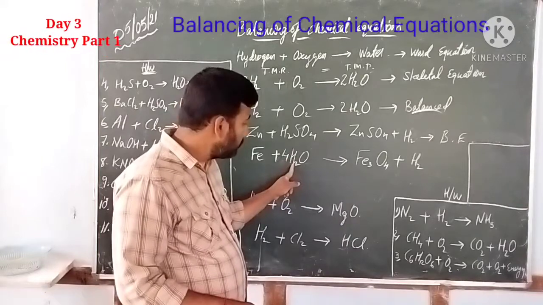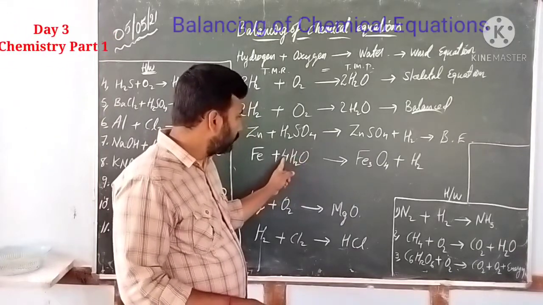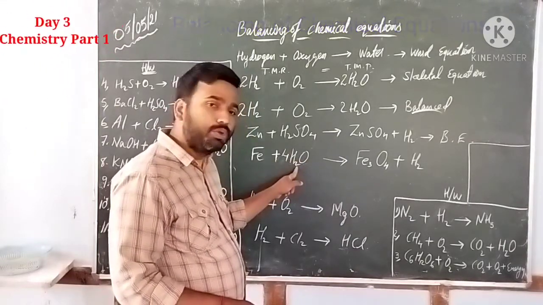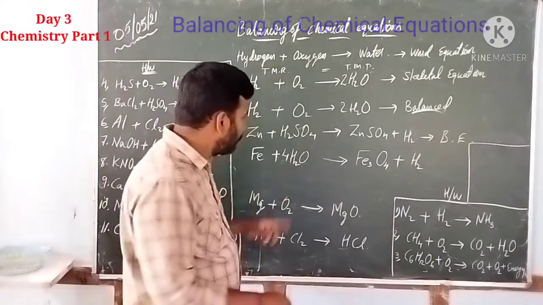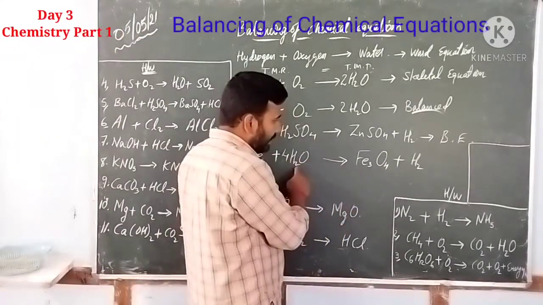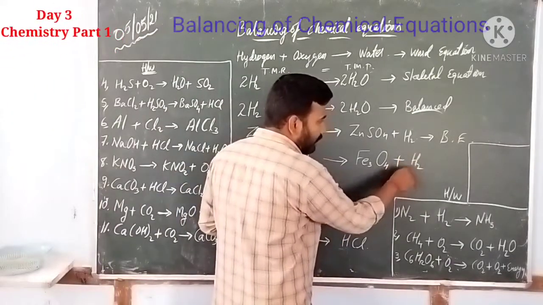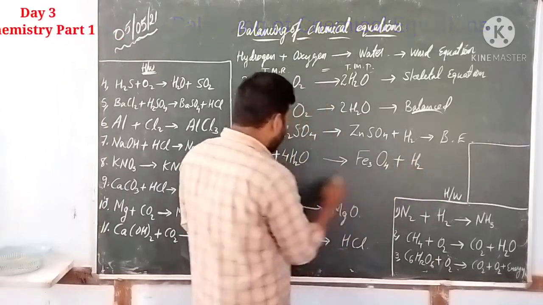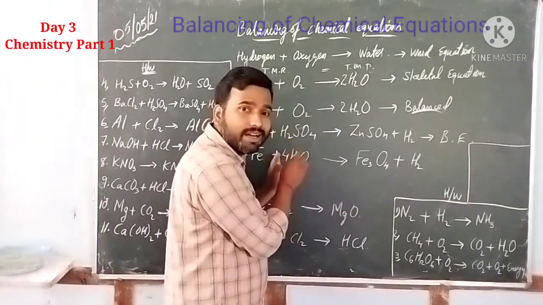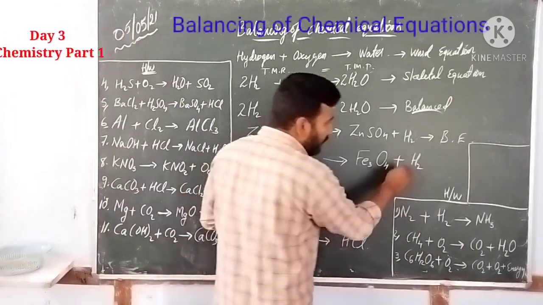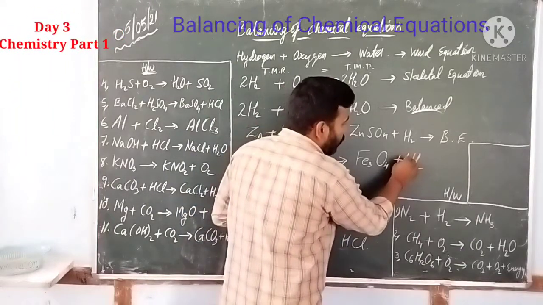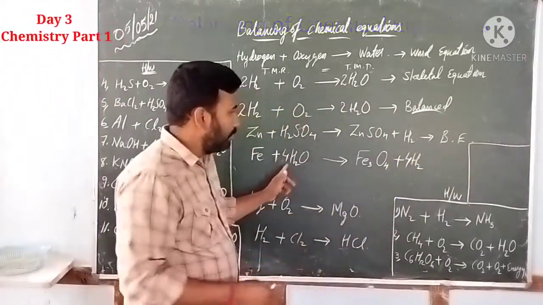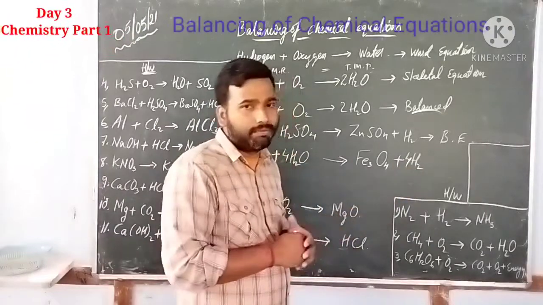Now while doing so, what happens to the hydrogen here? The number of hydrogen atoms in H2O became 4 into 2, which is 8. So in order to equalize the number of hydrogen atoms, what do we need to do? On the right hand side only 2 are there, and here 4 into 2, 8 atoms of hydrogen. So what do we need to add here? Yes, 4. So now the number of hydrogen atoms is also balanced.